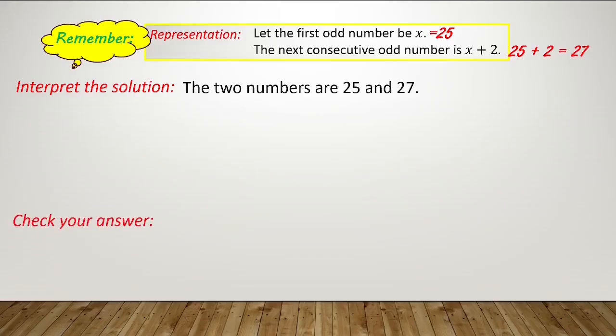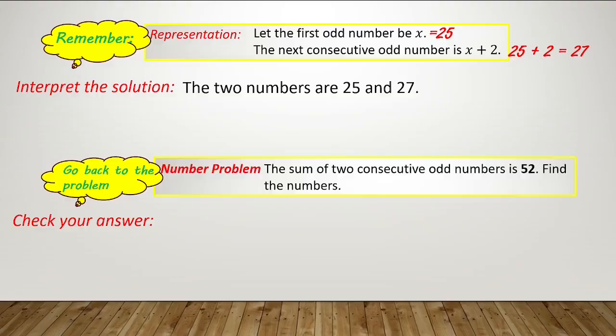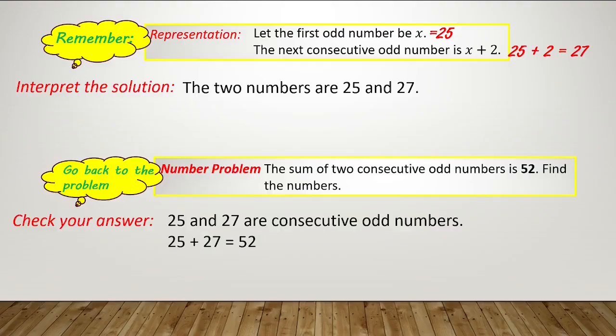Let us check our answer. Go back to the problem. The sum of two consecutive odd numbers is 52. Find the numbers. So we have 25 and 27 as our consecutive odd numbers, and 25 plus 27 is indeed 52. So therefore, our answer is correct. The two numbers are 25 and 27.